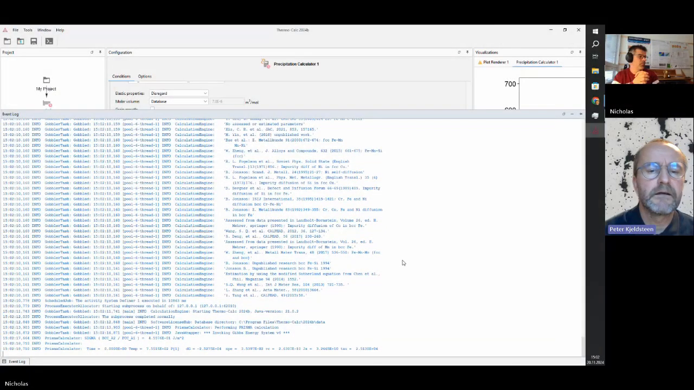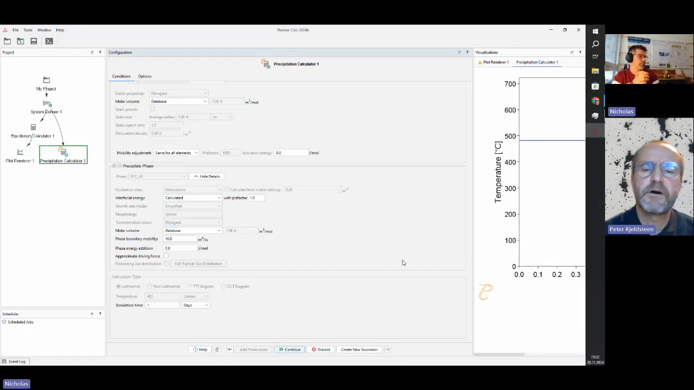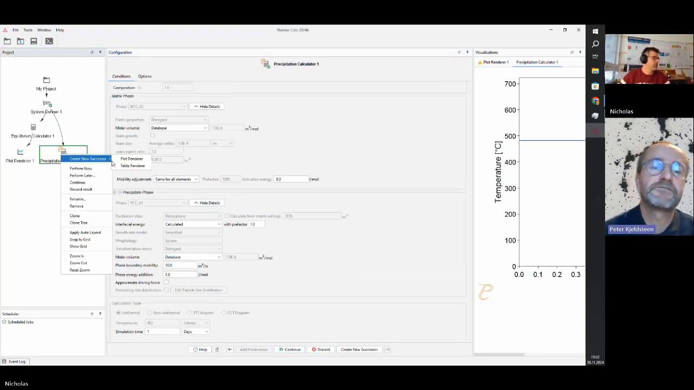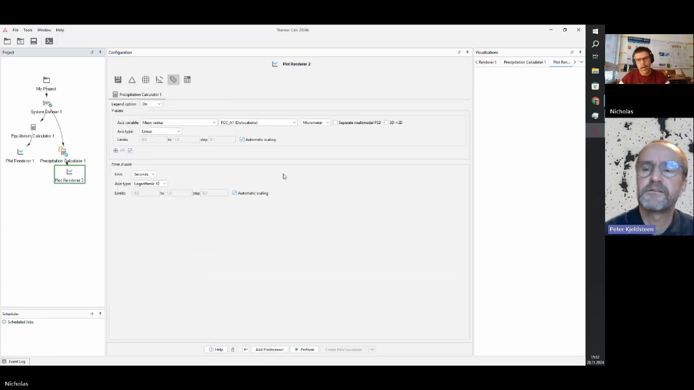Yeah, and there was also something about morphology. Yes, the morphology. Here it's spheric. It could be needle, but I think spheric is the right one for these precipitations. Yeah, I would say so too. Because it's FCC, right, and it's in a cubic matrix, right? They probably maybe turn into sort of cuboids if they get big, but yeah.